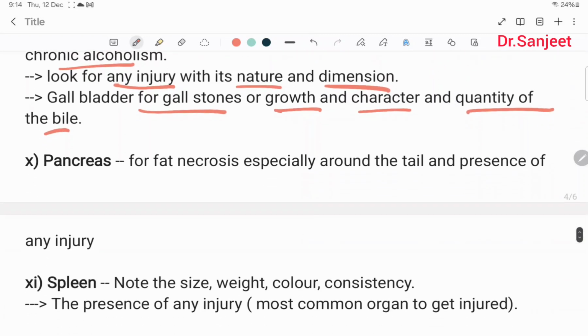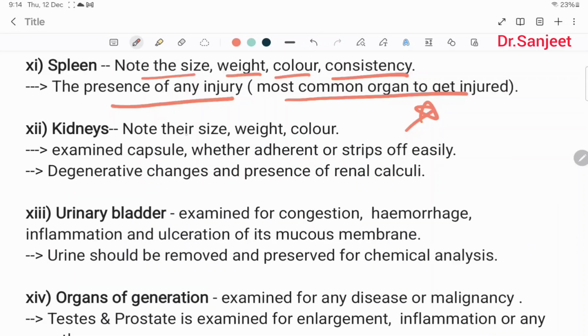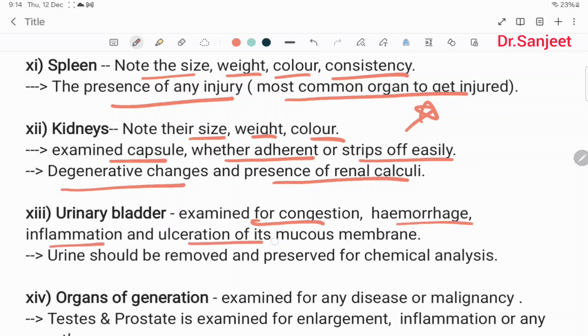Then pancreas for fat necrosis, especially around the tail and the presence of any injury. Spleen: note the size, weight, color, consistency, the presence of any injury; it is the most common organ to get injured. Then kidney: note the size, weight, color, examine capsule, whether adherent or stripped off easily, degenerative changes and the presence of renal calculi. Urinary bladder, examine for congestion, hemorrhage, inflammation and ulceration of its mucous membrane. Urine should be removed and preserved for chemical analysis.